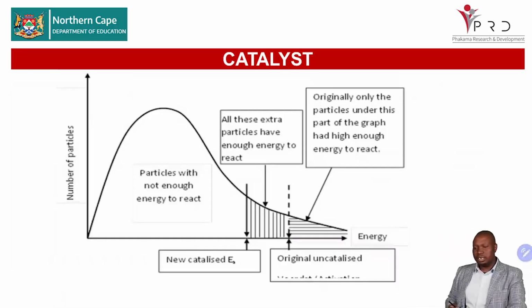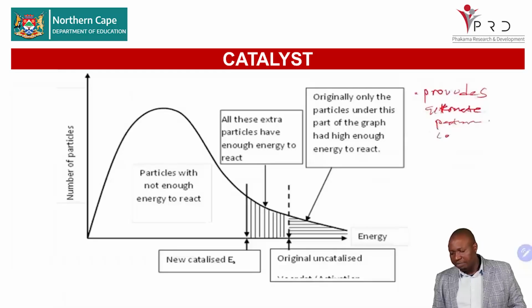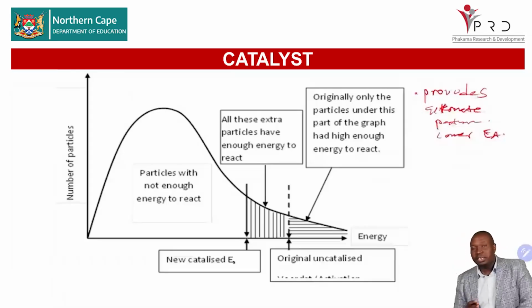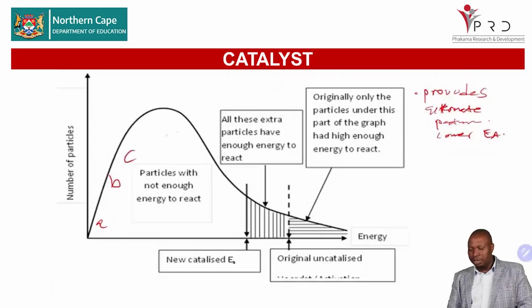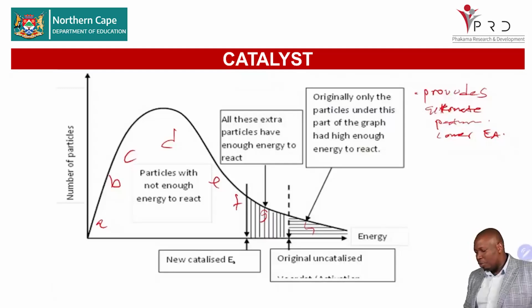Now, when it comes to the catalyst, you can see what it does. It provides an alternate pathway of lower activation energy. So that's what the catalyst will do. It lowers the activation energy, which means it's going to accommodate many particles. Remember, we're having particles here, A, B, C, D, E, F, G, if I'm to represent particles like that. So if you lower activation energy, you are accommodating more particles. So it provides an alternate pathway of lower activation energy.